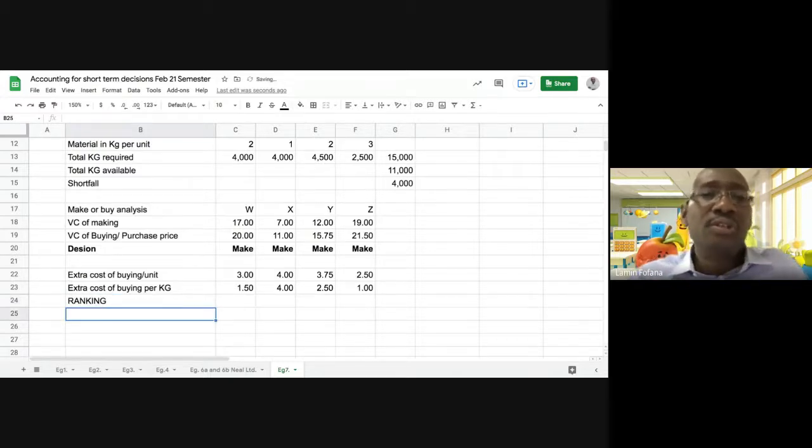So, good. Somebody was talking about the ranking. Now we do our ranking here. So which one should we produce first? This time we're not going to do any formula. We can just look at them easily. Okay, so which one are we going to?